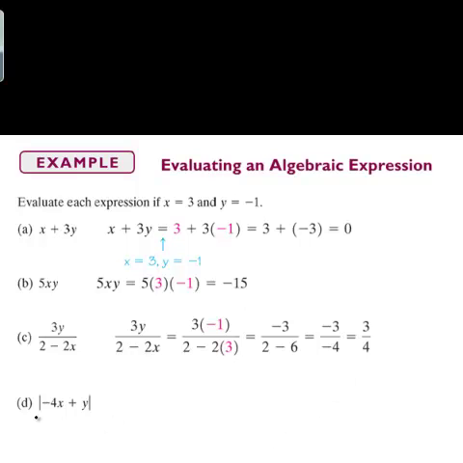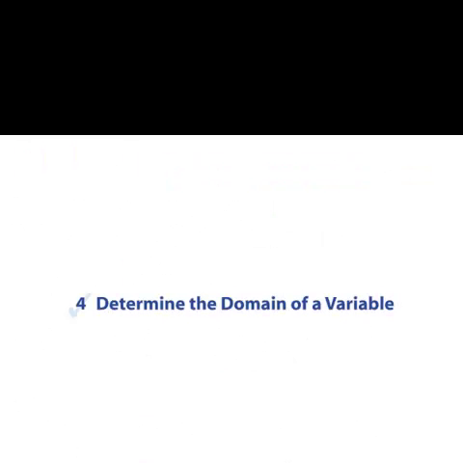And then finally, we have the expression absolute value of negative 4x plus y. So we're going to figure out what the value of negative 4x plus y is, and then take the absolute value of that result. So plug in 3 for x and negative 1 for y. You have negative 4 times 3 is negative 12, plus negative 1 is negative 13. Absolute value of negative 13 is 13. All right? So there, we're evaluating expressions. Just plug in the numbers and simplify.